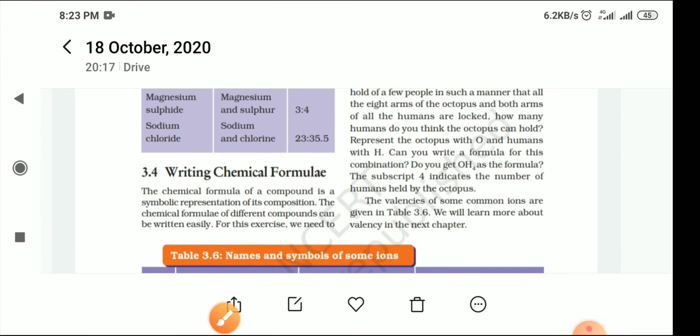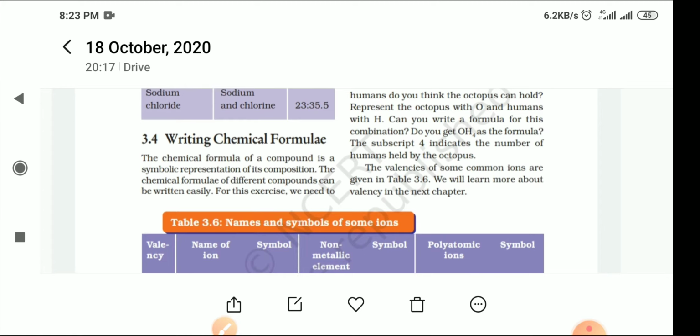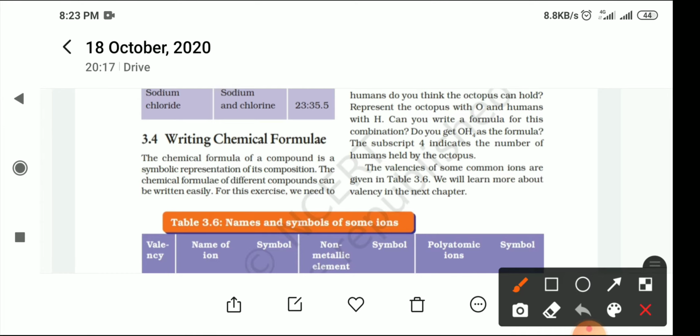Next, if somebody says you have to write the chemical formula of magnesium hydroxide, how could you write it? Again, you first write the symbol of magnesium, which is Mg, and hydroxide is OH. Now what is the valency of Mg? The valency of Mg is +2. The plus sign we do not require, we require only the numbers. So the valency is 2 in the case of Mg.